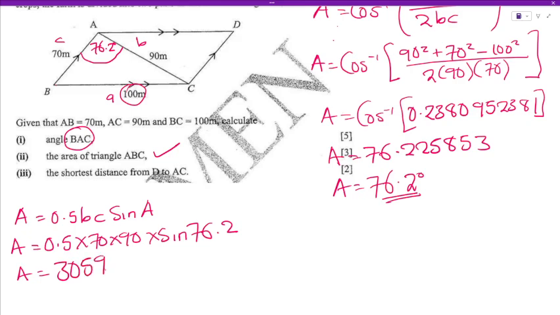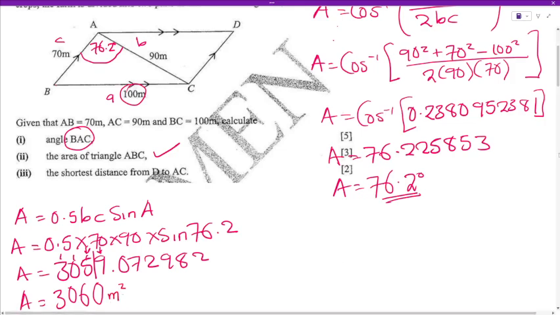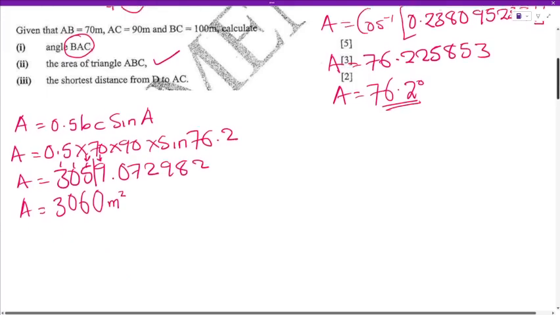3059.072982. Rounding this off to 3 significant figures, we have 1, 2, 3 there. The fourth value is greater than or equal to 5, so it will round the 5 upwards, so we're going to have 3 0 6, and then it converts to a 0. They're using meters, so we're going to say meters squared, and we are done.